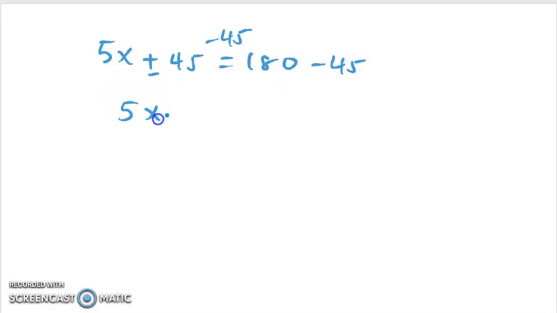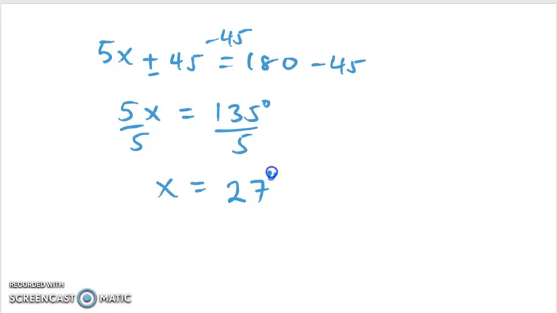That will give me 5x equals 180 subtract 45, which will give me 135 degrees. So in order to find the value of x, we divide by 5 on both sides. Therefore, x is equal to 27 degrees. Excellent. So we found the value of x, which was the first question. The second question was find the value of each angle.